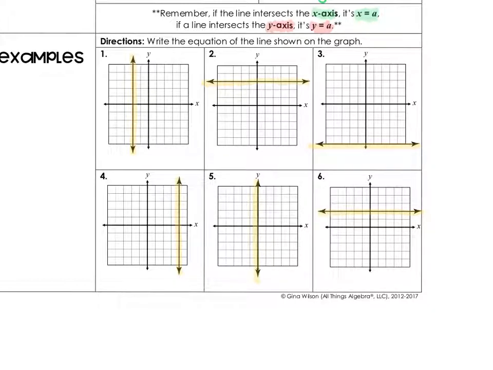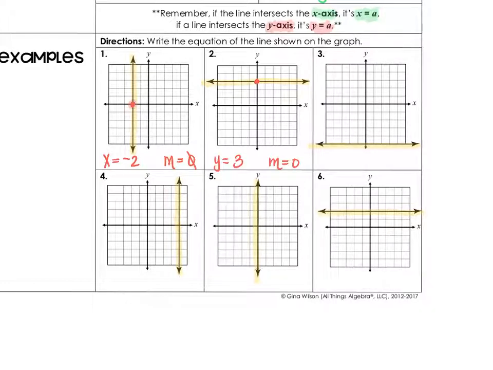Number 1, that line is an x equals, because it's vertical, so that's x equals negative 2 right here at its intercept. X equals -2, and the slope, since it's vertical, is undefined. Number 2, that's a horizontal line, so it's a y equals line. We're looking for that intercept, which is 1, 2, 3. That's y equals 3, with a slope equal to 0 because it's horizontal.